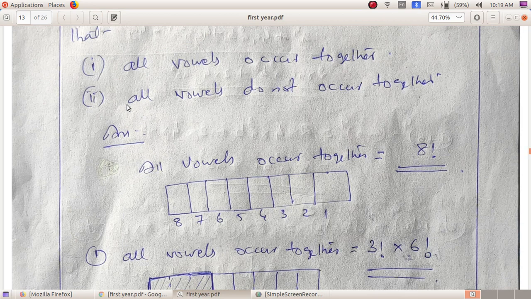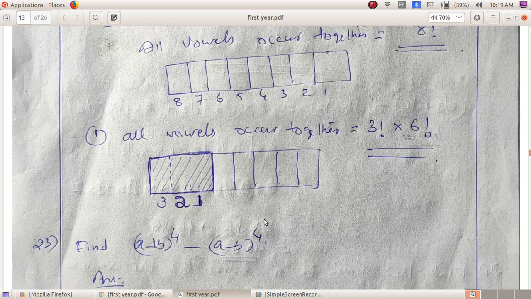Then for the second question, all vowels do not occur together. So its answer is very simple. You can find the difference: 8 factorial minus 3 factorial into 6 factorial. So that answer is not given here. That's a mistake. So what's the answer for the second question? 8 factorial minus 3 factorial into 6 factorial.